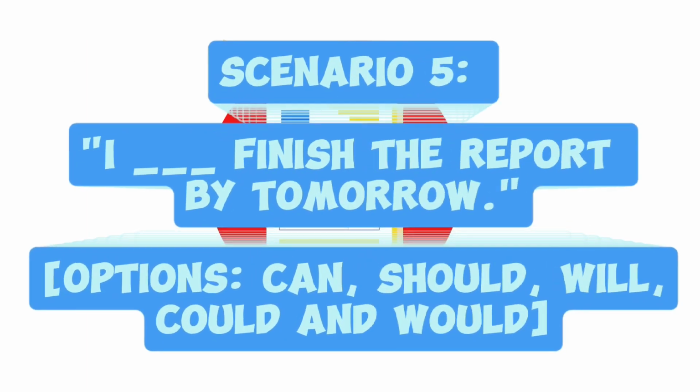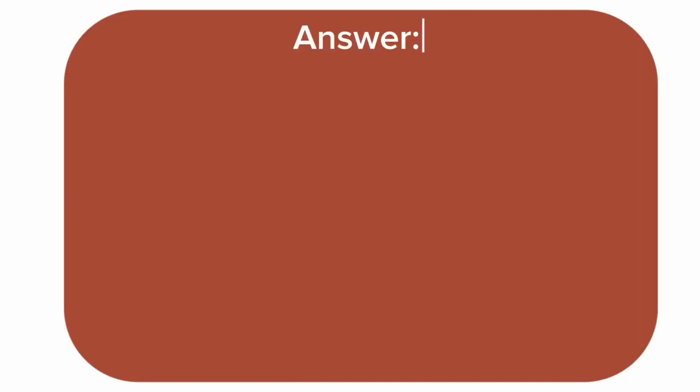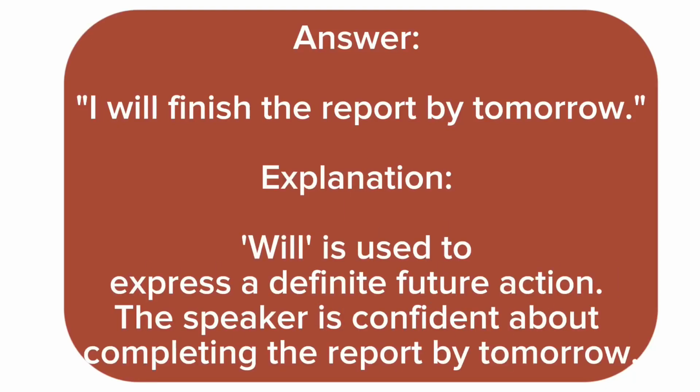Scenario 5. I finished the report by tomorrow. Options. Can, should, will, could, and would. Answer. I will finish the report by tomorrow. Explanation. Will is used to express a definite future action. The speaker is confident about completing the report by tomorrow.